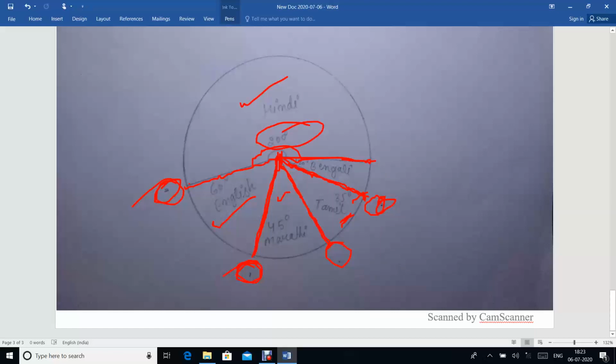When you draw all the central angles except only one angle, then the last angle will be automatically the same. So you do not need to draw the 200 degree angle. It will be drawn automatically. If you have drawn all these angles, then the last angle, the 200 degree angle, will be drawn automatically. So this is the pie chart for this question. I hope all of you understand by here.